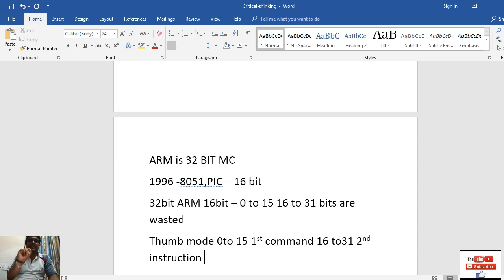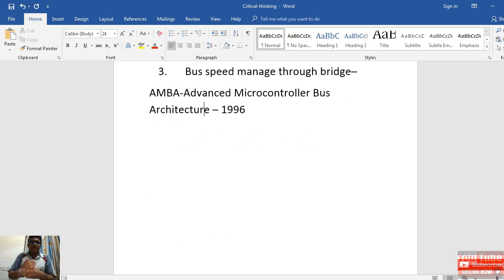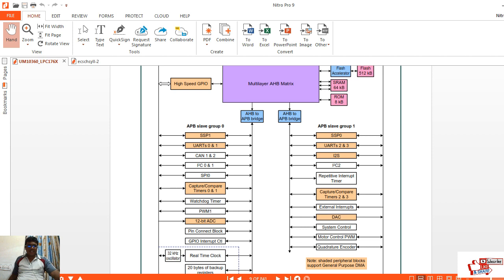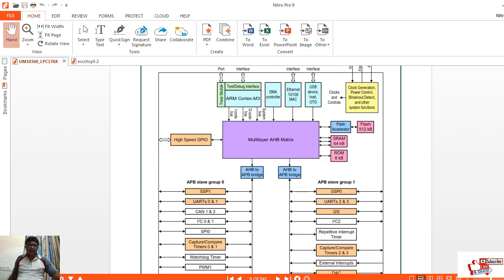So this is another critical thinking made by the ARM people in the year 1996, way back in 1996. So this was Thumb mode. Thumb mode has its own advantages and disadvantages. In later videos we can discuss the advantages and disadvantages of Thumb. So the next critical thinking made by the ARM people is bus speed variation. This is another important critical thinking made by the ARM people.